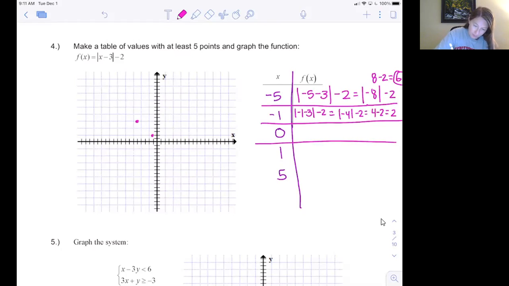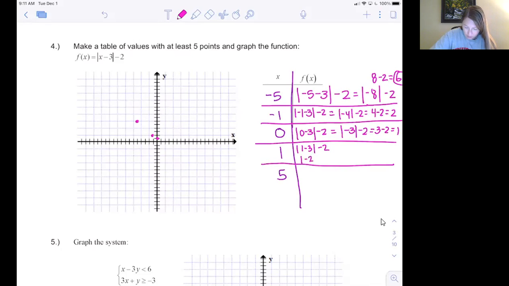And now for 0. So I've got 0 minus 3 minus 2. 0 minus 3 is just a -3. So I have absolute value of -3 minus 2. And then the absolute value of -3 just changes it to a positive. So I just have 3 minus 2, which is 1. So when my x is 0, my y is 1. Now I go here. So I plug in 1. So I have 1 minus 3 minus 2. 1 minus 3 is -2.